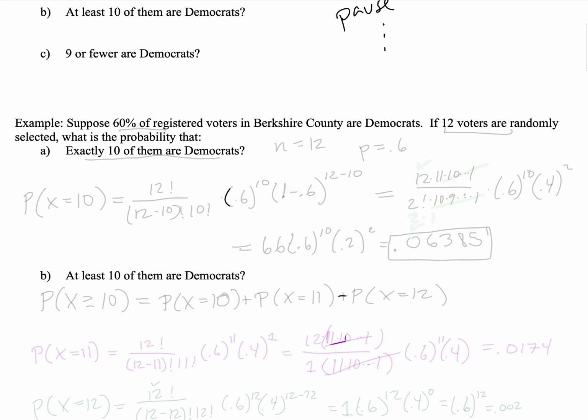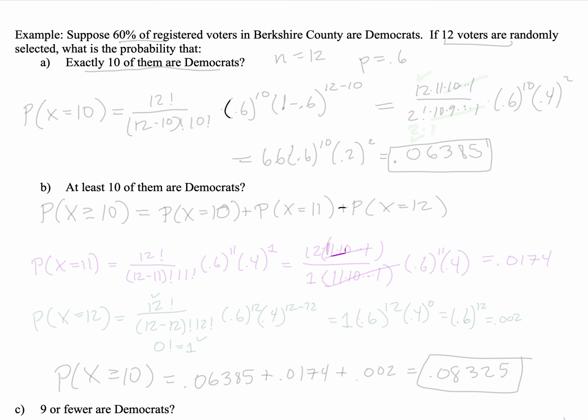Okay, so what is the probability that exactly 10 of them are Democrats? In this situation, n, the number of trials, is 12. Those are the 12 individuals we randomly select. p, the probability of success in a single trial, that's the probability of finding the thing we are looking for. We're looking for exactly 10 of them to be Democrats. So the probability of success in a single trial is 60%, or 0.6. And we're looking for the probability that x is equal to 10.